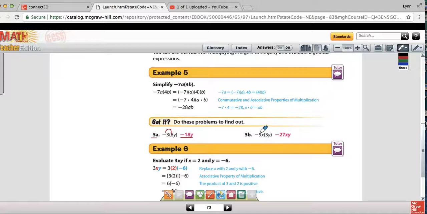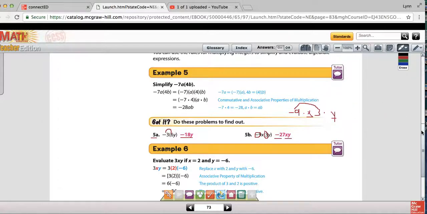And in 5b, we can multiply the negative 9 and the 3. This is basically just an associative property problem. So we have -9, we have an x, and we're multiplying that by the 3, and we're multiplying that by the y. We're just grouping the 3 and the -9 to get -27, and then the x and the y are just going to be left out because we don't know their value. So the simplest form there is going to be -27xy, for example 5b.